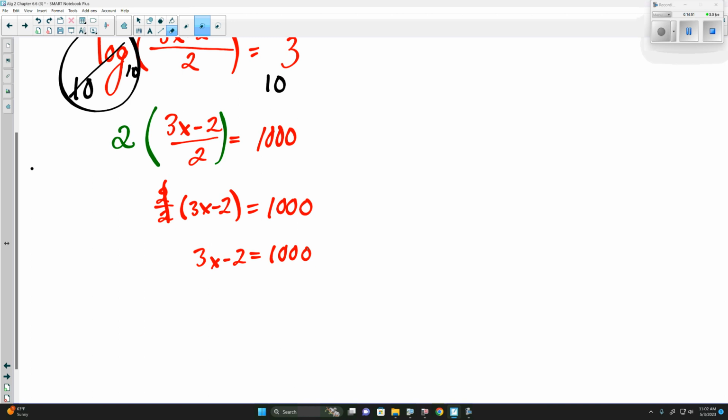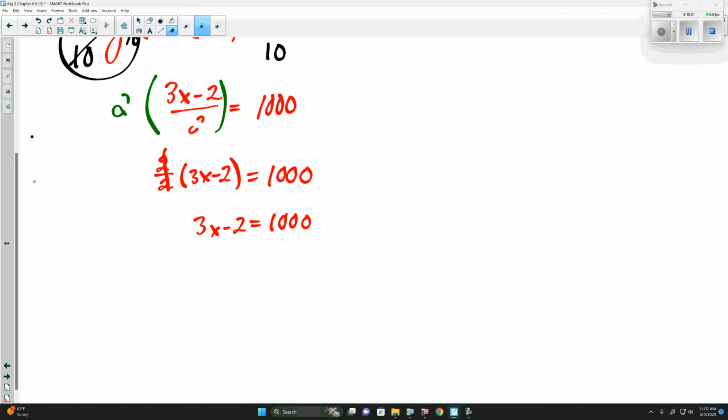1,000. So really these cancel each other out. Any questions on how we got to the fact that 3x minus 2 is equal to 1,000? What can we do next?